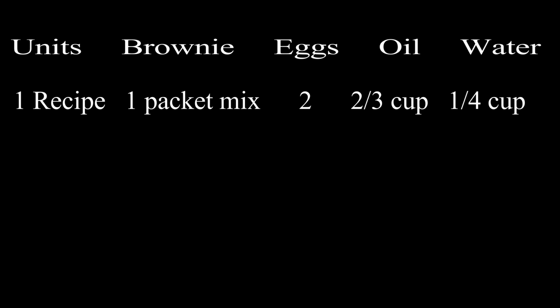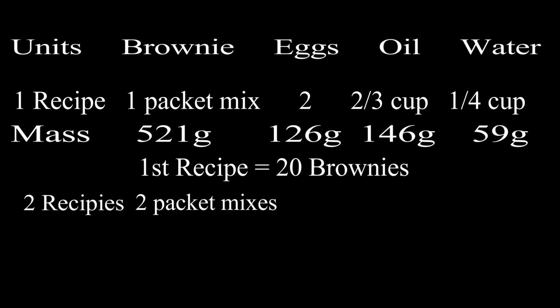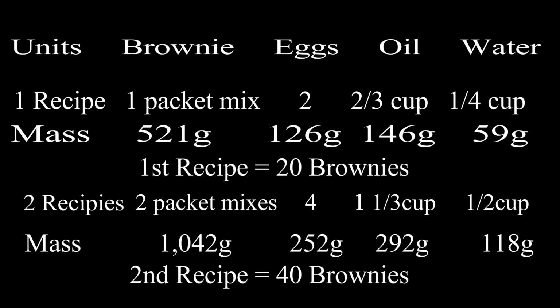Changing the proportions. Now say if we wanted to double the recipe, that would mean that we have to double the reactants, which means we would need 2 packets of brownie mix, we need 4 eggs, and we need 1 1/3 cup of oil and 1/2 cup of water. And then all you would have to do is just double the grams for each reactant.